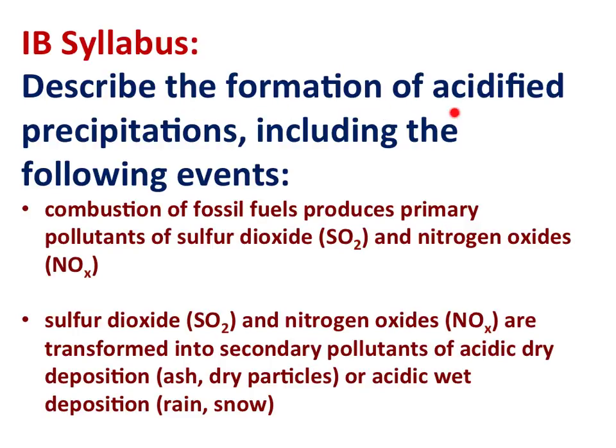Here's our first IB syllabus statement of significance. Describe the formation of acidified precipitations, including the following events. Combustion of fossil fuels produces primary pollutants, sulfur dioxide and nitrogen oxides. Sulfur dioxide and nitrogen oxides are transformed into secondary pollutants of acidic dry deposition or acidic wet deposition.